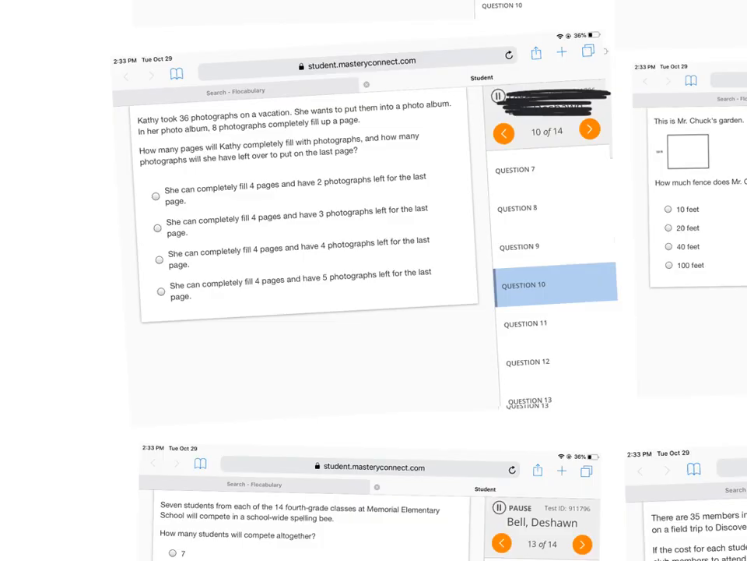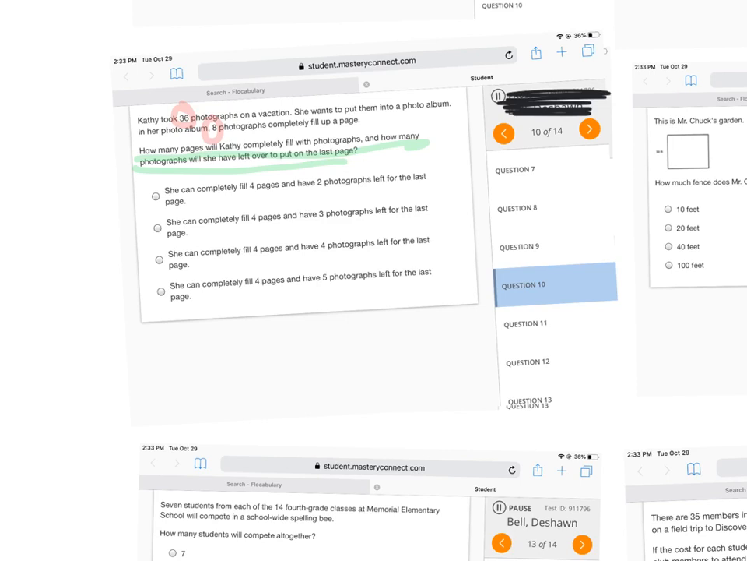Number 10, Kathy took 36 photographs on a vacation. She wants to put them into a photo album. In her photo album, 8 photographs completely fill up a page. How many pages will Kathy completely fill with photographs, and how many photographs will she have left over to put on the last page? If I use my cube strategy, I'm going to circle my numbers. I'm going to underline my question, and I'm going to box in any clue words.